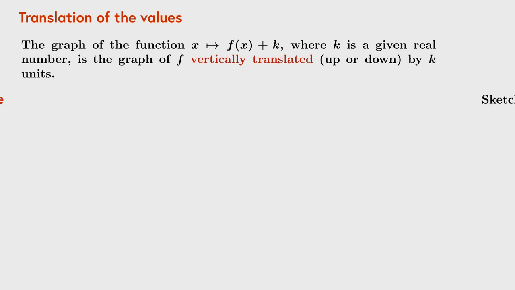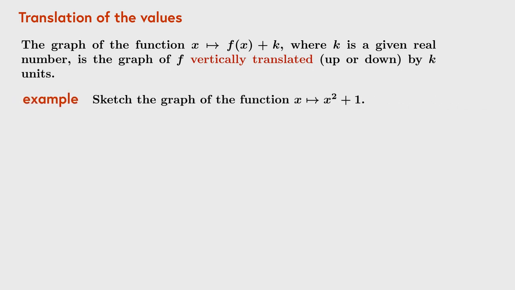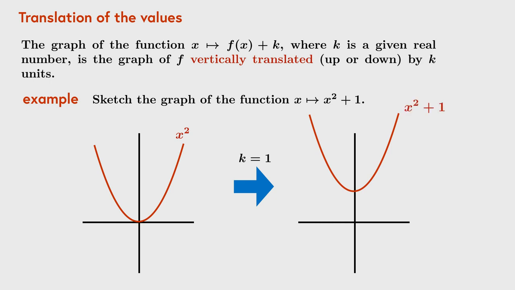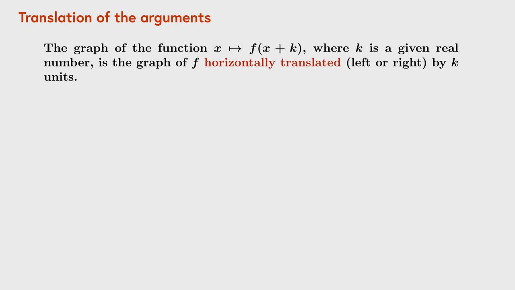Another way to alter a function is by translation. For example, one can just add a constant k, a fixed real number, to the values of f. In that case, the graph of f will be vertically translated. That means vertically shifted, up or down depending on the sign of k. Here's an example. What is the graph of the function x squared plus 1? Well, we know the graph of the function x squared, it's our parabola, and if you want to know the graph of the new function, you just take the old one and shift it up 1 unit, and that'll be the graph of the new function, x squared plus 1.